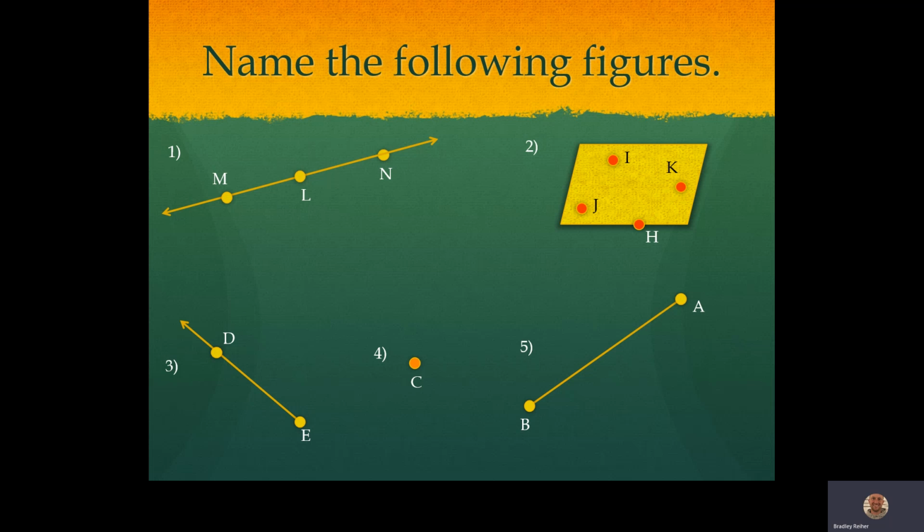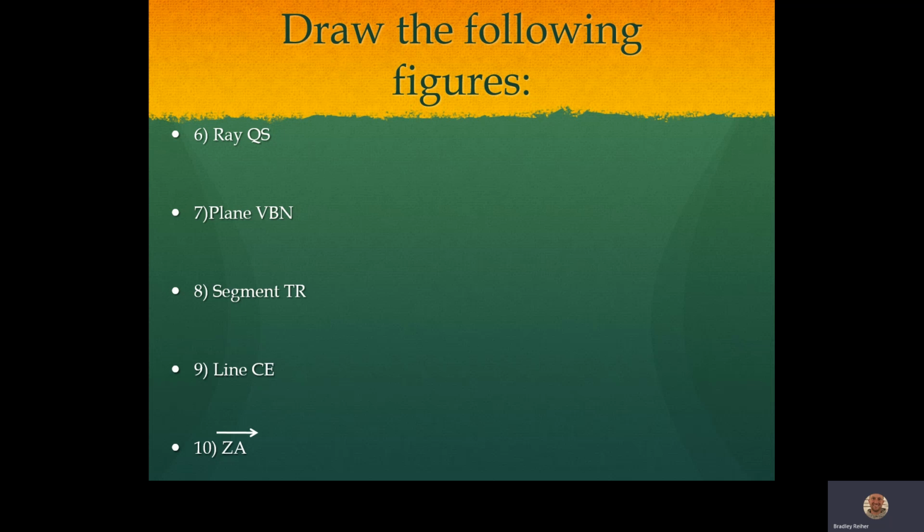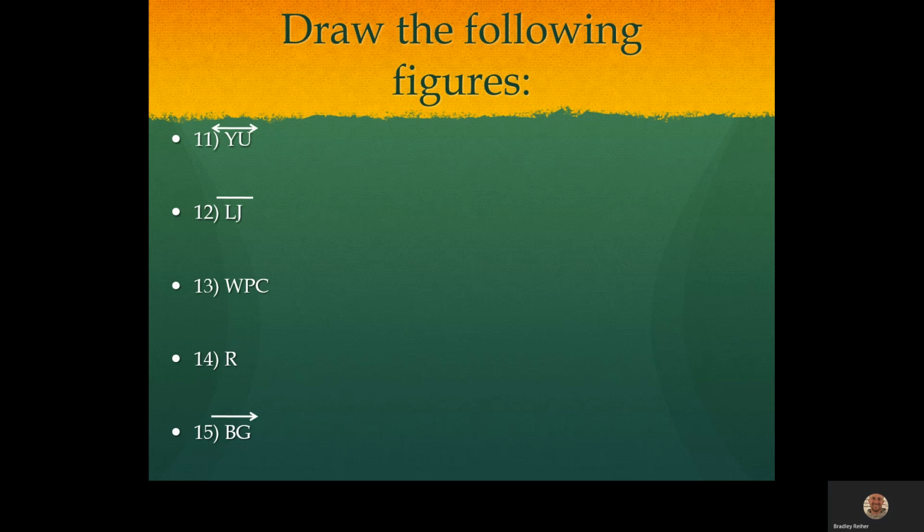Now, how are you going to write that? If you look at example number 11, this is how you should write it: 2 capital letters with the line over top with the arrowheads. So if you name it line ML, put the M and the L where the Y and the U are.